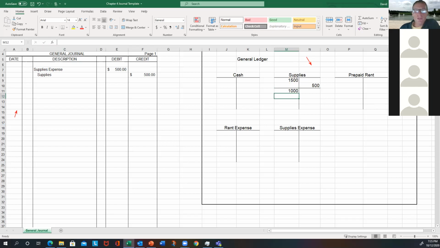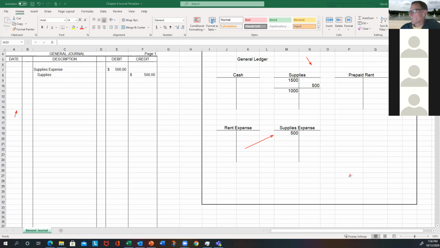Your ledger would be updated because you need to make sure that this ledger balance agrees with your physical balance. This $500 is the adjustment that would be posted from your journal. And then of course, supplies expense would also get a posting of a $500 debit. At that point, when you go to prepare your financial statements, that supplies expense would be put onto the income statement.